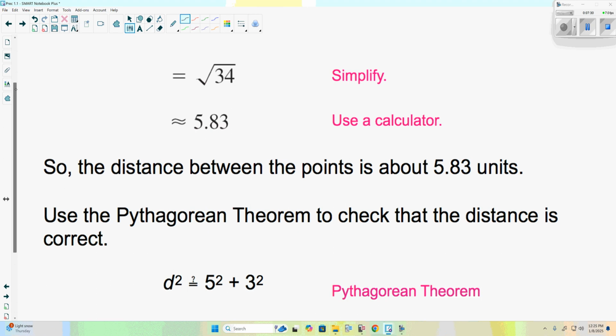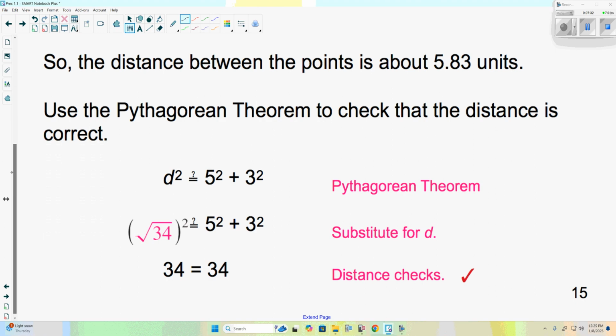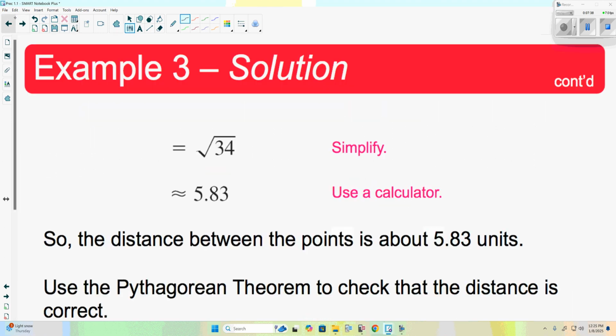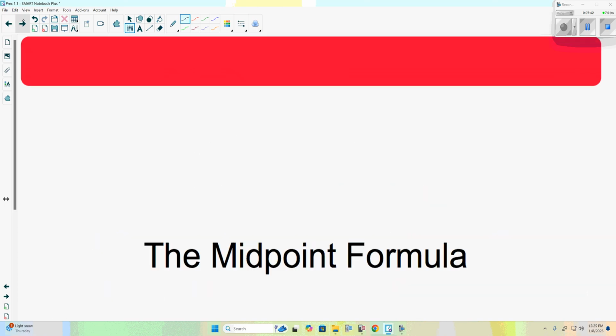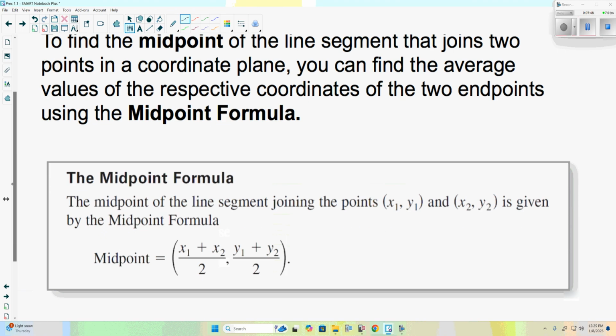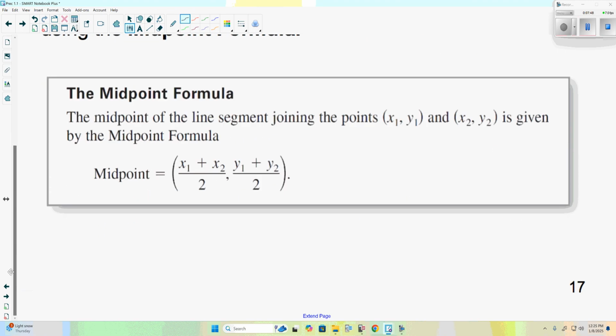Use the Pythagorean theorem to check. And we can see that it is true. Questions on distance? Midpoint. To find the midpoint, the middle of a line, we use the midpoint formula. x1 plus x2 divided by 2 and y1 plus y2 divided by 2.